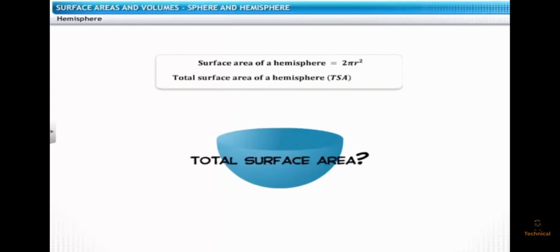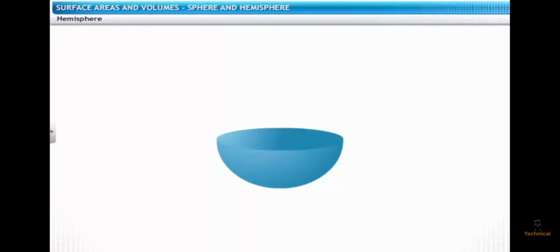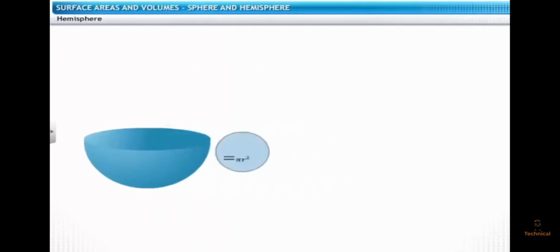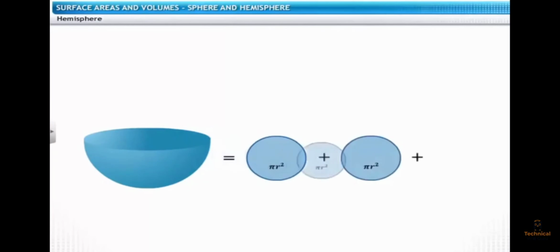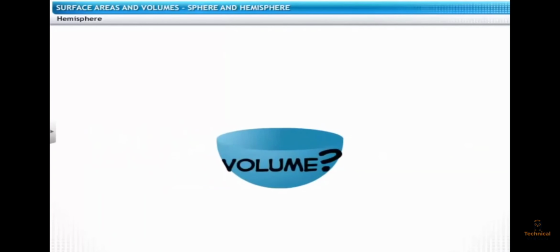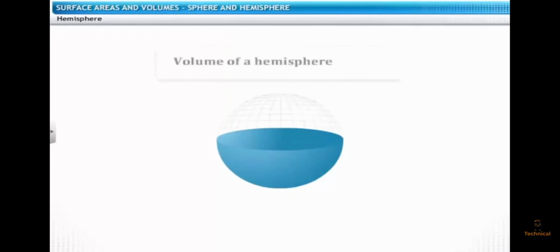Therefore, the total surface area of a hemisphere is the sum of the areas of the curved surface and the flat surface, that is 3 pi r squared. You can observe that the surface area is equal to the sum of the areas of 3 circles of radius r. Now, let's calculate the volume of the hemisphere. Since the hemisphere is exactly half of the sphere, it follows directly that the volume is half the volume of the sphere, that is, 2 by 3 pi r cubed.